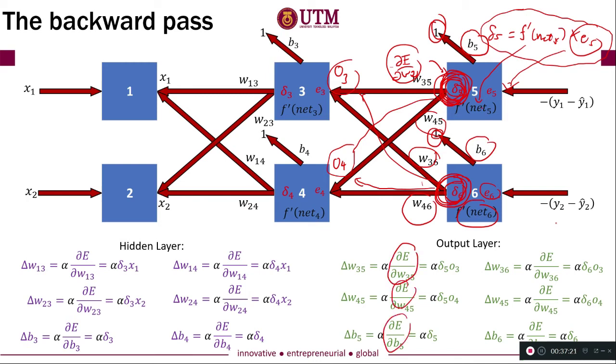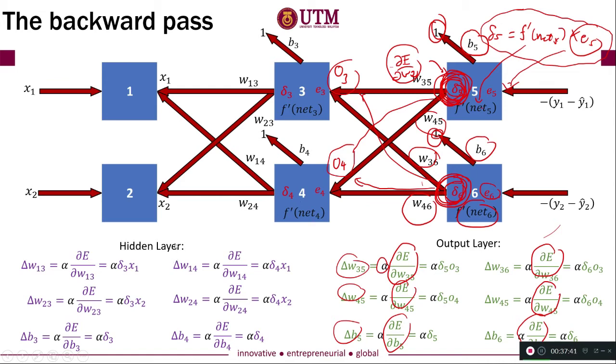It doesn't matter which neuron at the output layer, it can be generalized in that way. Of course, after you find the gradient, you must multiply with alpha to find the updates. How about the hidden layer?